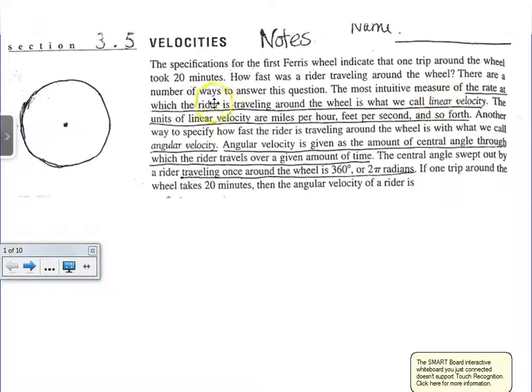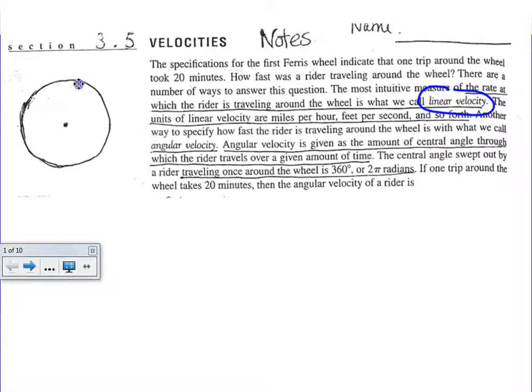The rate at which a rider is traveling around a wheel is what we call linear velocity. So if you were a bug stuck to the edge of a tire and you were rolling around the tire, the speed at which you were rolling along the edge of the tire would be your linear velocity. However, there's something else called angular velocity, and that would be the velocity of your central angle. So you can imagine that they're related, and they are definitely related. The faster the angular velocity, the faster the linear velocity. And let's keep reading here.